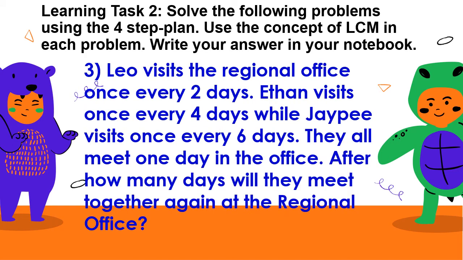Number 2. Leo visits the regional office once every 2 days. Ethan visits once every 4 days, while JP visits once every 6 days. They all meet one day in the office. After how many days will they meet together again at the regional office? Same, sabi, look for the LCM. Okay? So, ganun lang kasimple.